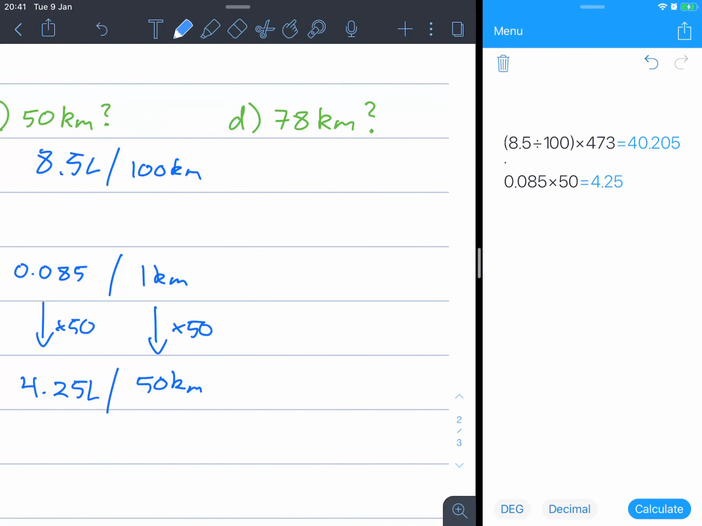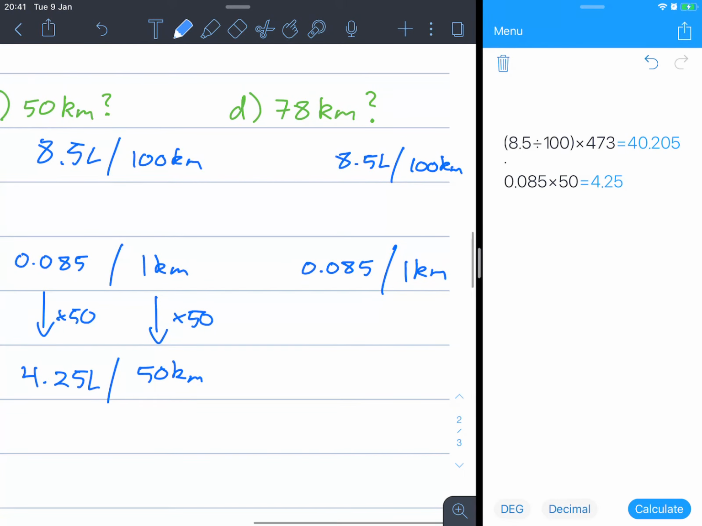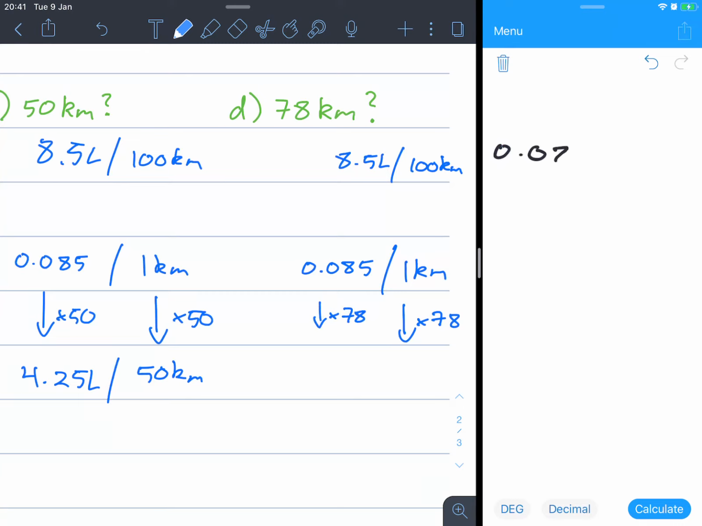And one last example, starting off with the information that we have, bringing it down to 1 unit, so 1 kilometer, we already know it to be 0.085. That's the same number that we have for this example. Now we're going to multiply by 78 on both sides. 0.085 times 78. That's 6.63 liters for 78 kilometers.